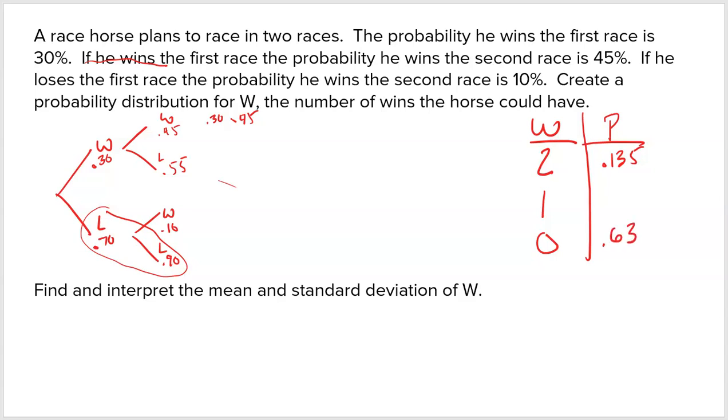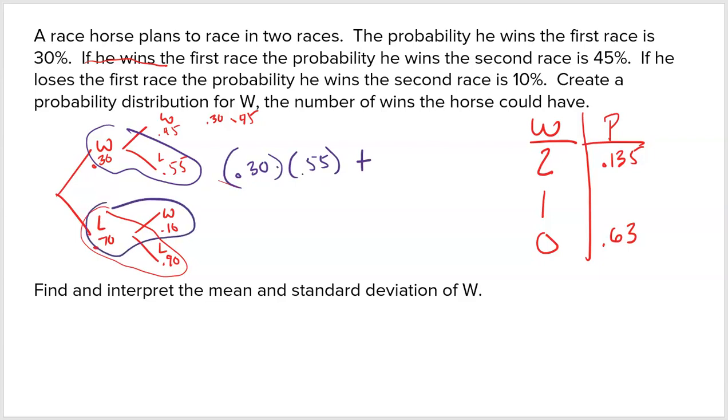And then 1 win. Now, this is where we got to be careful because there's 2 branches that lead to 1 win. He could win and lose. So that'd be 0.30, I'll use parentheses here, times 0.55. Or another way he could have 1 win is lose and then win. So that'd be 0.70 times 0.10. So I got to figure that out here. 0.3 times 0.55 plus 0.7 times 0.1 is 0.235. And one way to kind of check your work is to make sure that all those probabilities add up to 1. If they don't, you did something wrong.